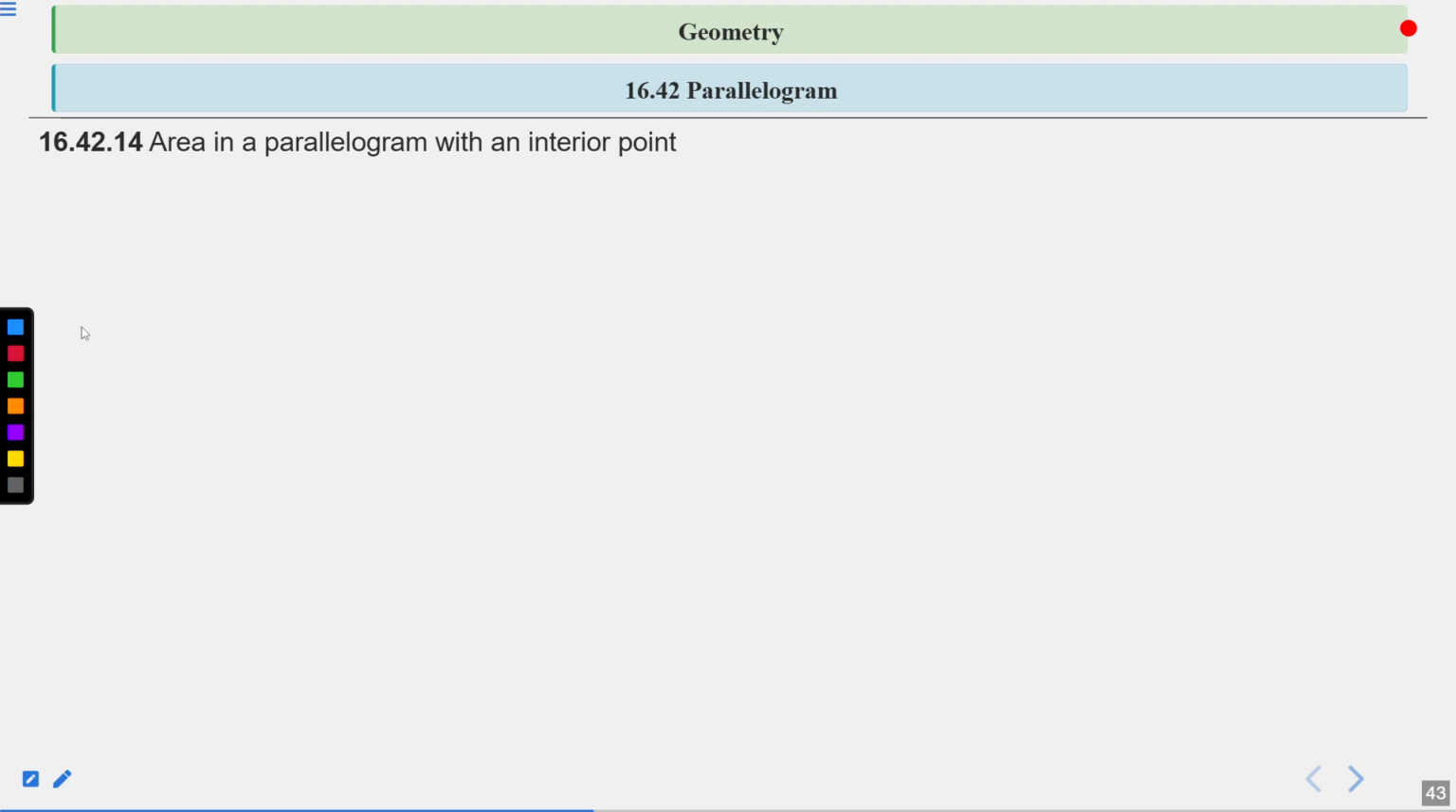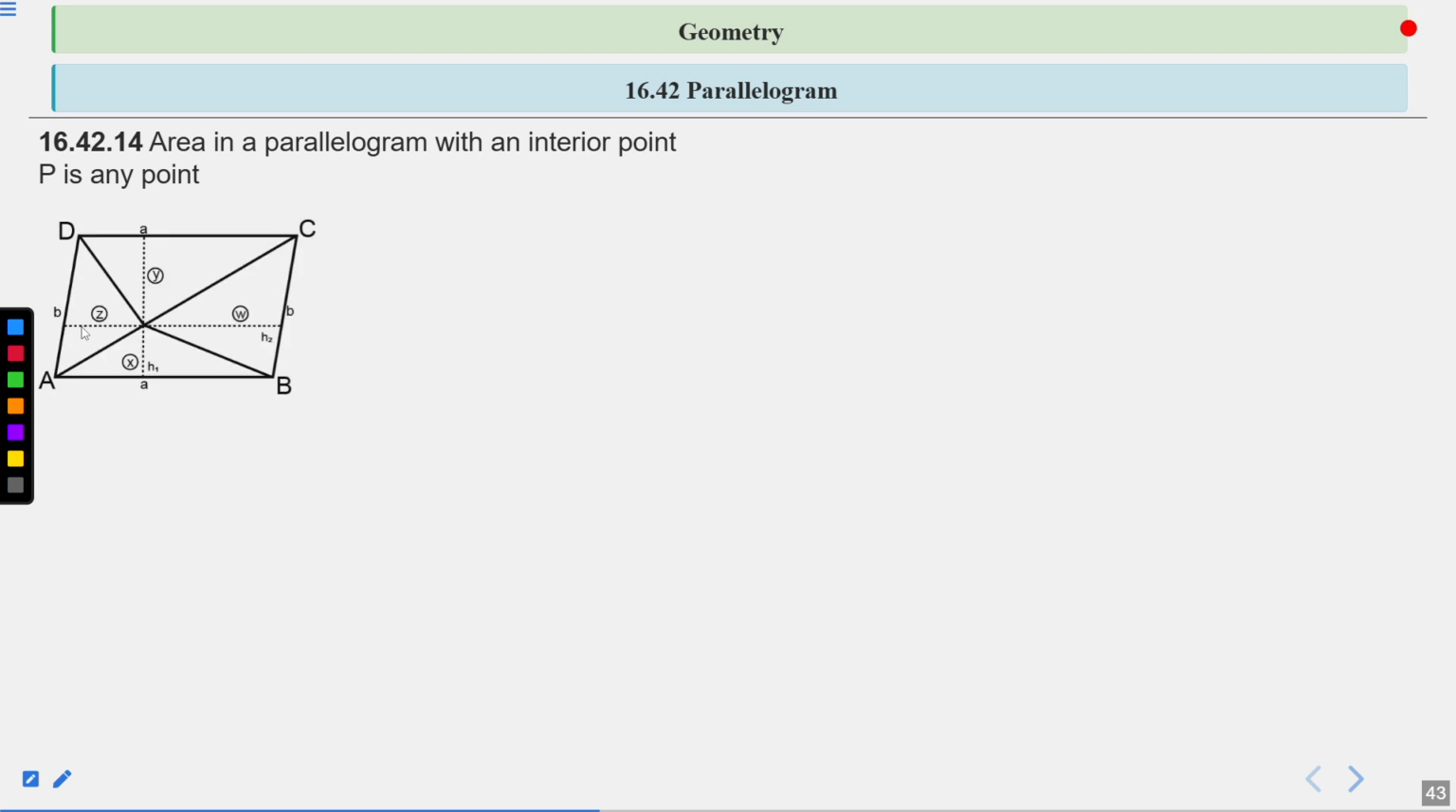Now, area in a parallelogram with an interior point. P is any point in the parallelogram. The area of x plus y is equal to the area of z plus w. What does it mean? It is half of the area of the parallelogram ABCD.